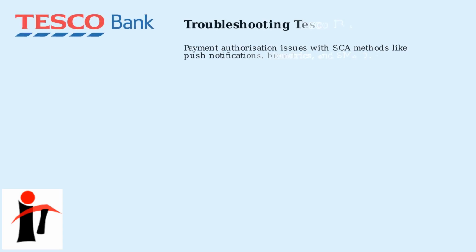Having trouble authorizing payments on your Tesco Bank app? You're not alone. Common issues arise with strong customer authentication methods like push notifications, biometrics, and SMS OTP. As of October 2025, these can usually be fixed.